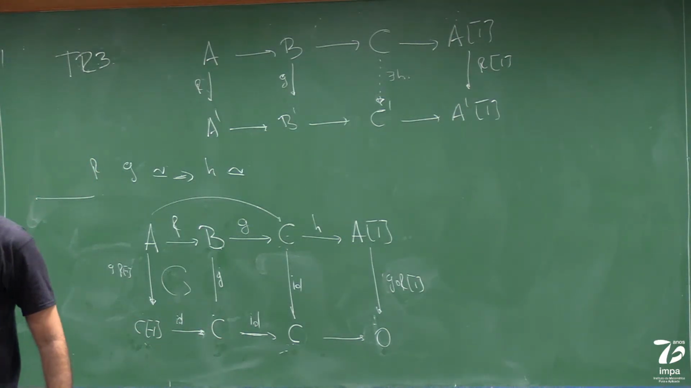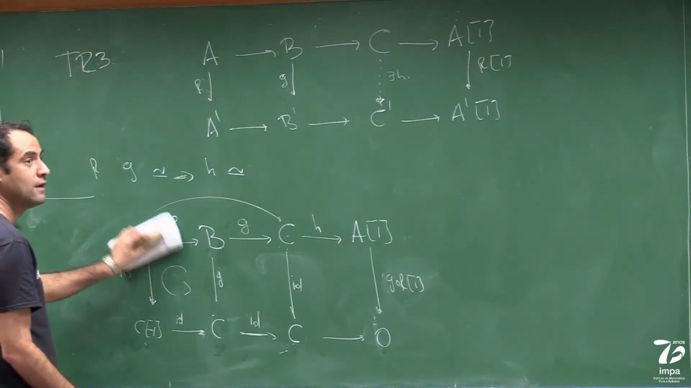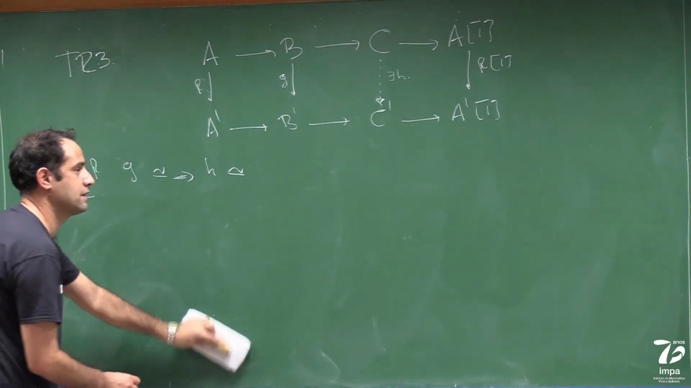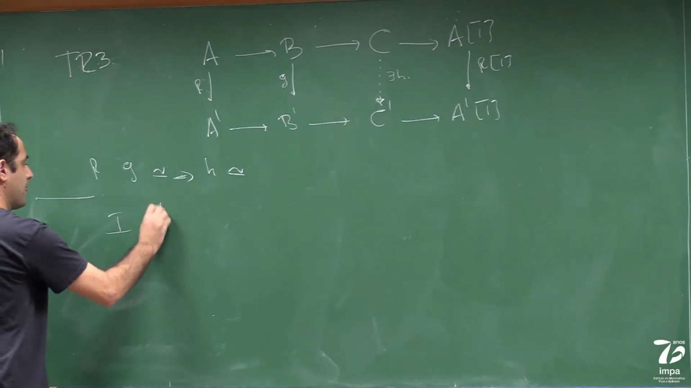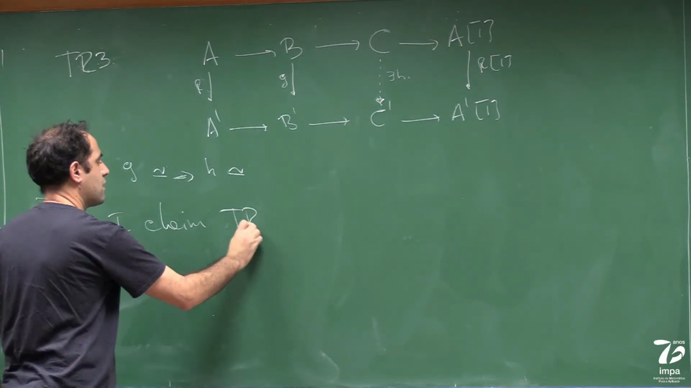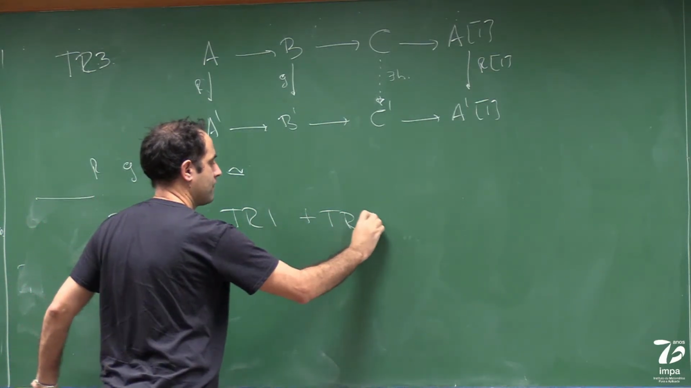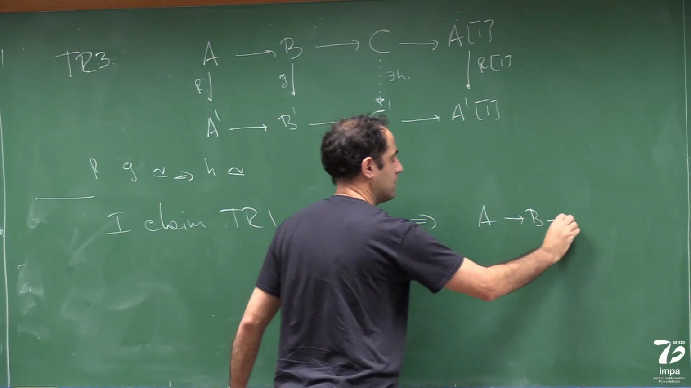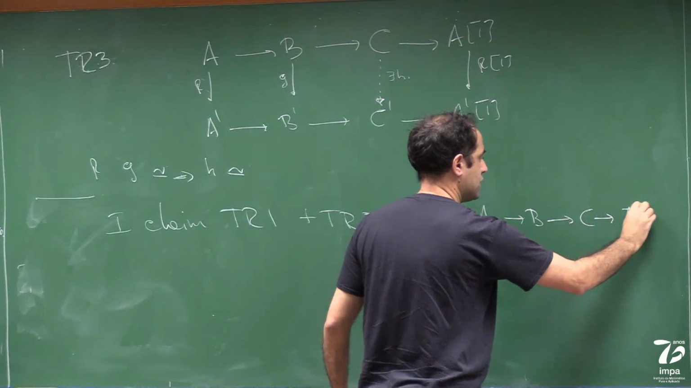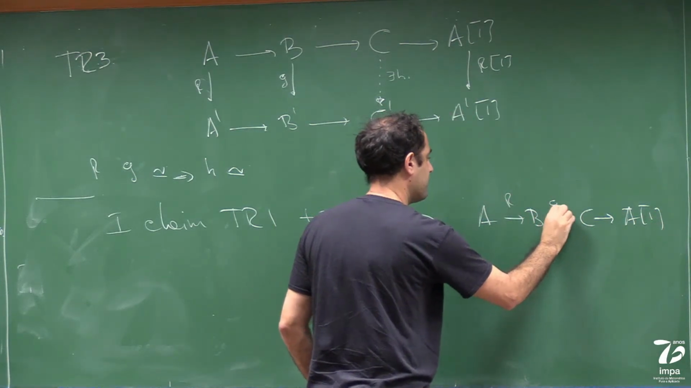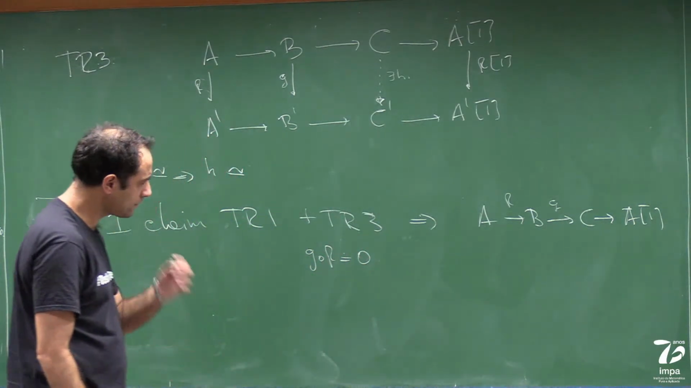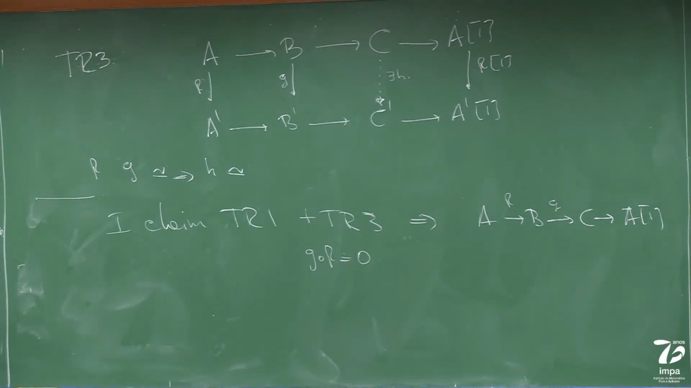Oh no, I'm screwing this up. Let's see. We have 3 minutes. Let's figure this out. This is completely stupid. So I claim just TR1 plus TR3 imply that on a distinguished triangle, A shifted by 1, F, G, the composition of F with G is equal to 0.